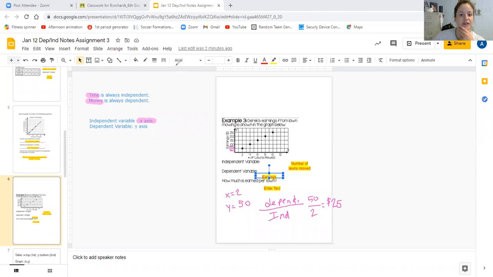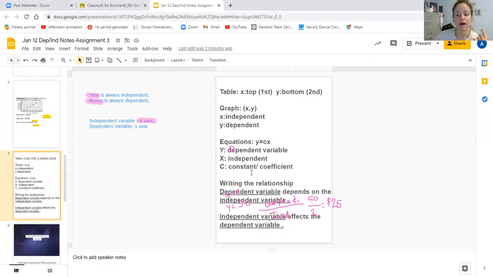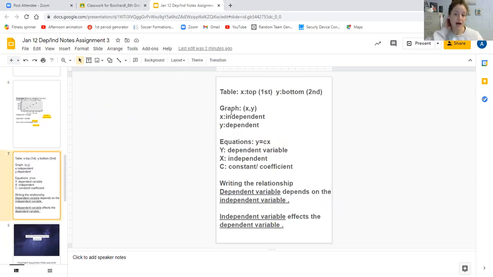Okay. All right. Let's review what we went over today. Remember, when we were talking about tables, you have your X and your Y. Your X is your top. It's your first one. Your Y is your bottom, and it's your second one. When you're talking about graphing them, you have your ordered pairs, which is X and Y. Remember, in the ordered pair, the X comes first, and then the Y. And your X is still your independent. Your Y is your dependent.